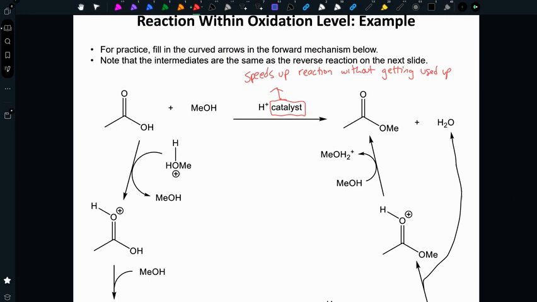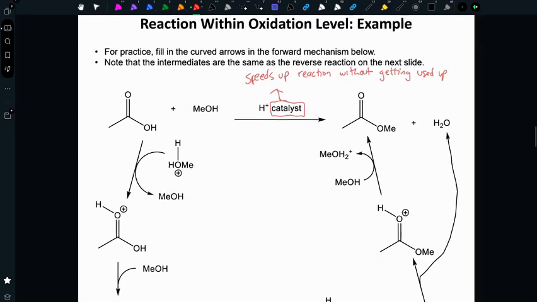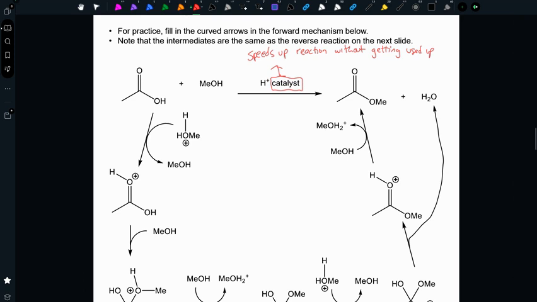So I've asked you to practice filling in the curved arrows for each step in this mechanism. I'm going to work through the first one with you. Then I'm going to ask you to pause the video and work through the rest on your own. This is good practice, just practicing those curved arrow skills that you learned in Module 11, Module 12, Module 13.